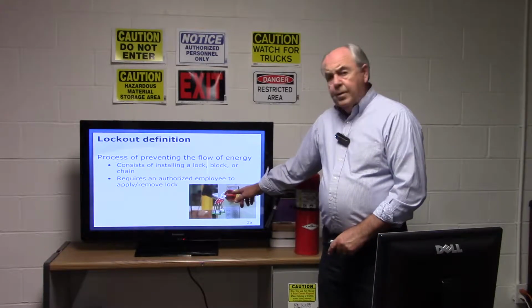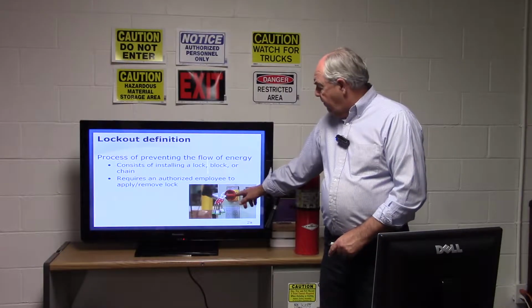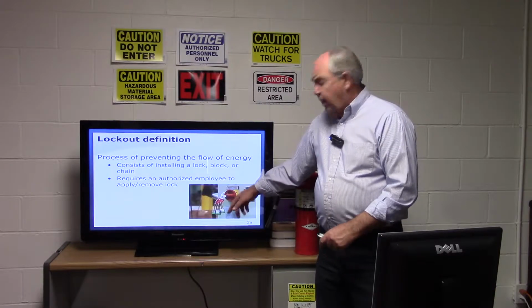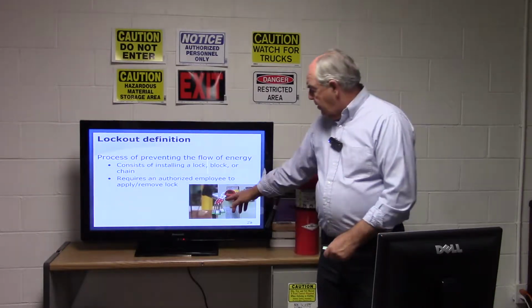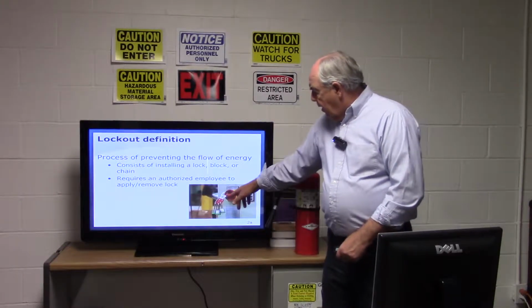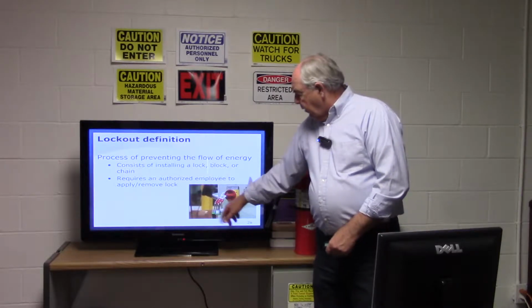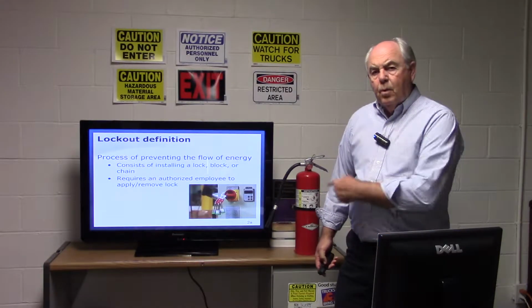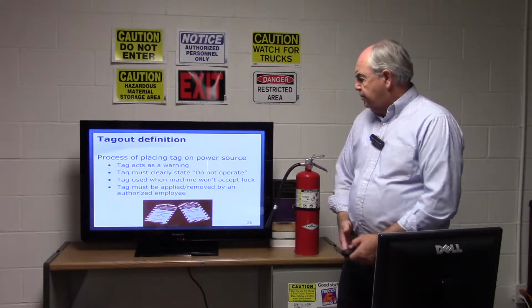Here's the terminal. This is where you turn the electricity off. Here's the hasp. Why? Because you can put more than one lock on it. This one here will hold, looks like 6. So there are 3 locks on there. That tells me there are 3 people working on this particular piece of equipment.